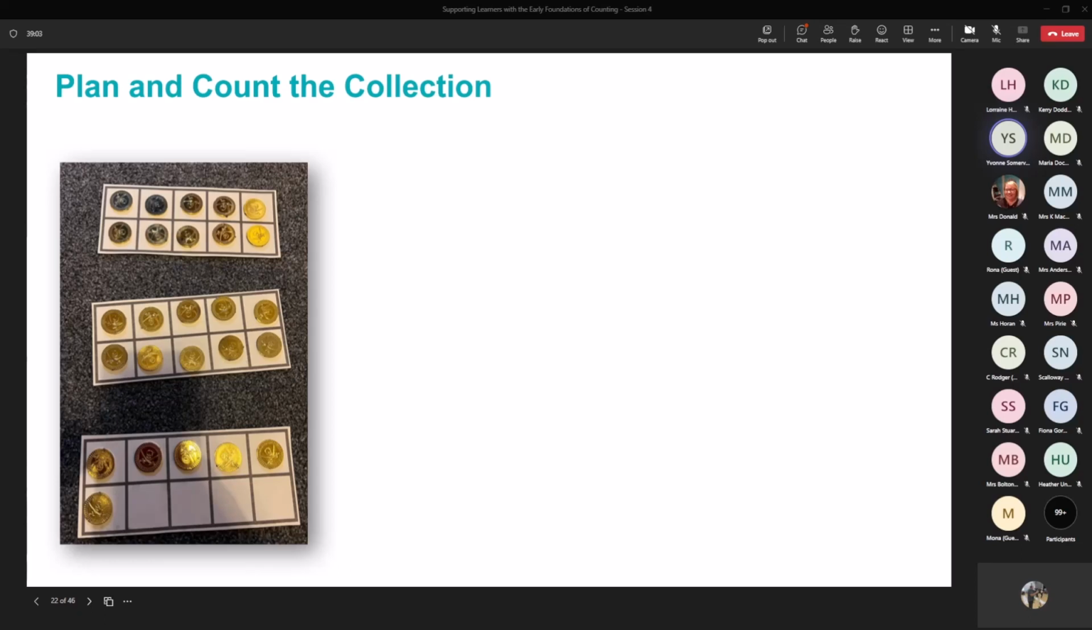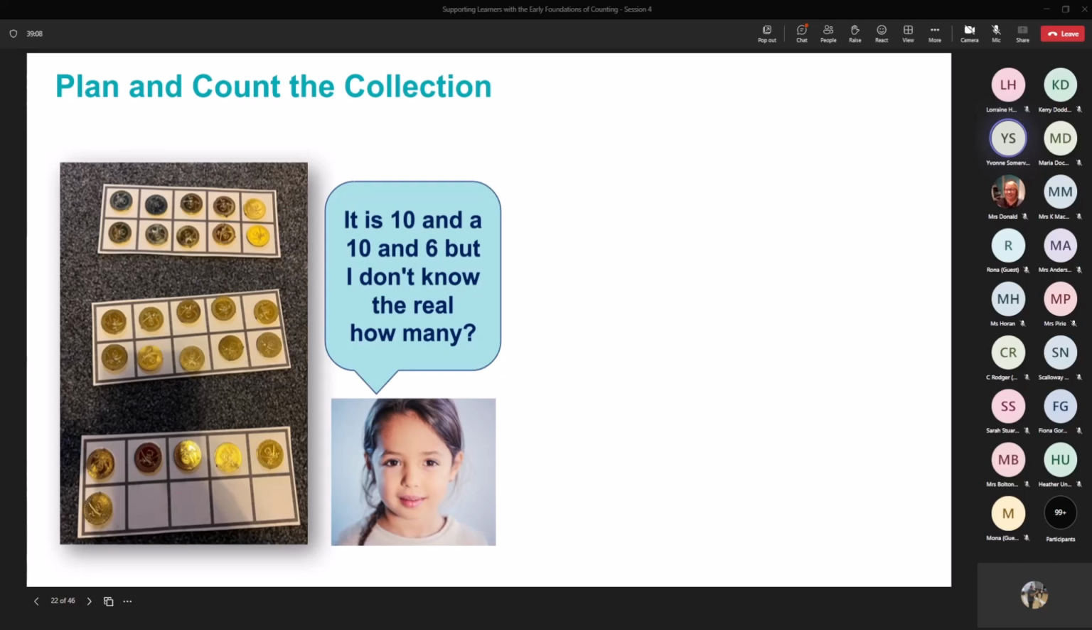And then an adult asked, how many coins have you found? And Amira was able to say that there was 10 and 10 and 6, but I don't know the real total. So that gives us the understanding that Amira knows the totals of 10 on the 10 frame, and she knows that 10, 10 and 6 isn't the final total, but she's not quite at the stage of being able to count all of those together. So again, rather than the adult just saying, well, it's 26, a kind of interaction was used as a way of saying, well, I wonder how we could check how many there is.